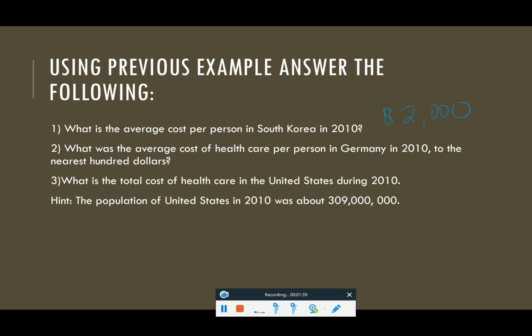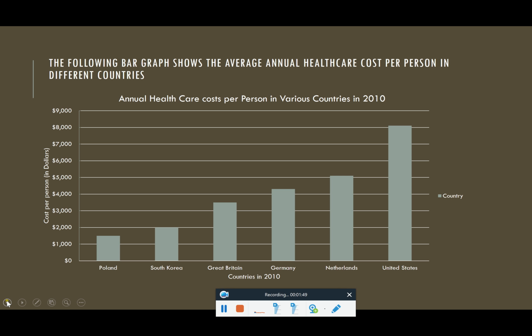Okay. What was the average cost of health care per person in Germany in 2000 to the nearest $100? So let's go back and look at Germany. And this looks to be about, I would say, about 4,300.